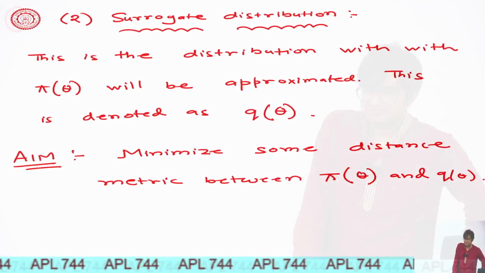Clear? Now, what is pi theta? What kind of quantity is pi theta? It is the target, but what kind of quantity is this?